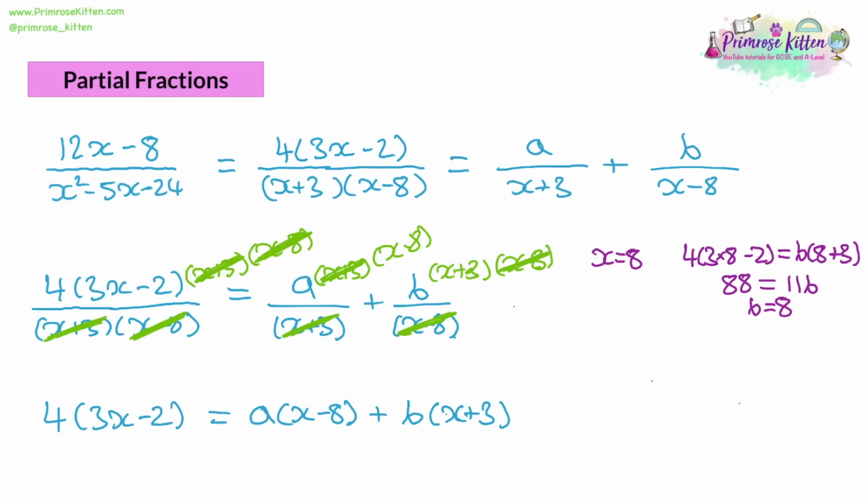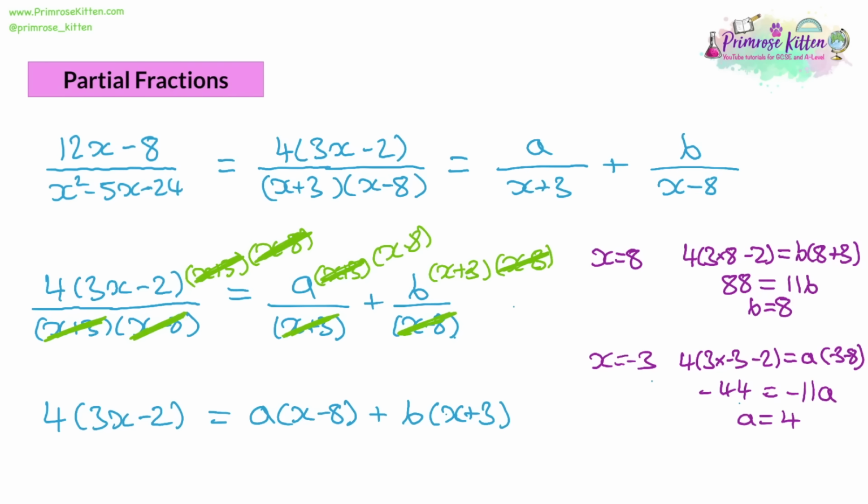Now we need to get rid of b to get a. Now in the b bracket, we have a positive 3. So if we took away 3 from that, negative 3 plus 3 is 0, and b times 0 is 0. So let's substitute that. We have 4 lots of 3 times negative 3. Then we're going to take away 2, and that's going to be equal to a lots of negative 3 take away 8. And the b bit is cancelled out to give us 0. Working this out, 3 times negative 3 is negative 9, take away 2 is negative 11, and multiply by 4 is negative 44. Right-hand side, negative 3 take away 8 is negative 11, that's negative 11a. So divide through by negative 11, and a is equal to 4.